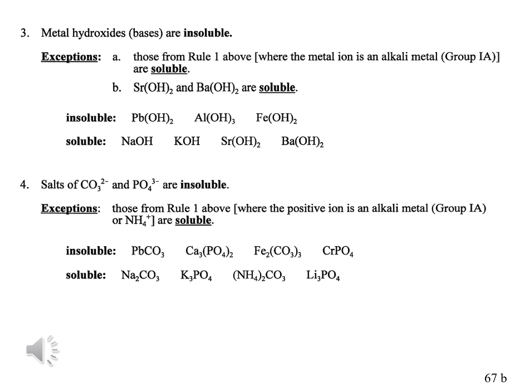And as I just said, carbonate and phosphate are also two negative ions that make everything insoluble, with the exception of Rule 1 and ammonium, which is in Rule 1, because everything else that has those in them is insoluble.